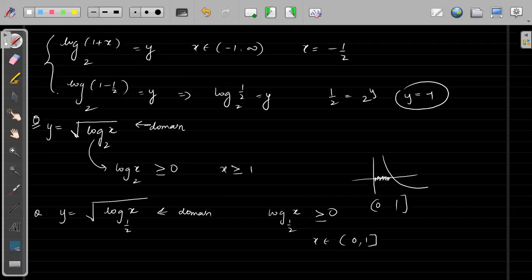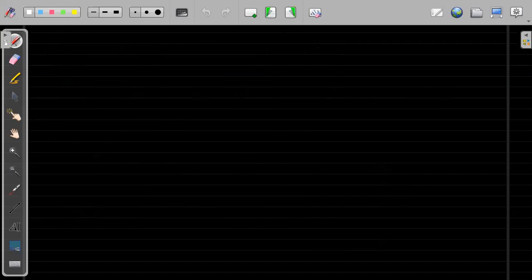Children, -1 to minus infinity? You cannot even substitute -1 here. Log of -1 is not defined. x should be greater than 0. That is for sure. x should be greater than 0. Understood? Everybody is okay with this? Yes, very good. Now let's see.